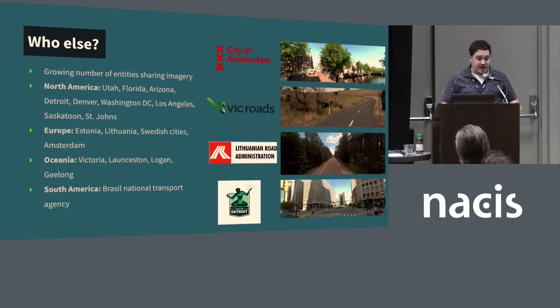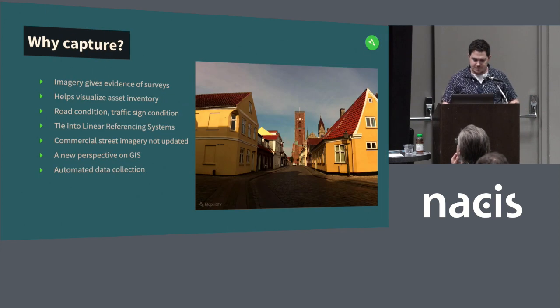So there are a variety of entities who are already onboarding data onto Mapillary so that they can use it in a more rapid, productive fashion. In North America: Utah, Florida, Arizona. In Europe: the nations of Estonia, Lithuania, a variety of Swedish cities, and the city of Amsterdam have started to onboard data. And we have work ongoing in Australia and South America with governmental partners as well.